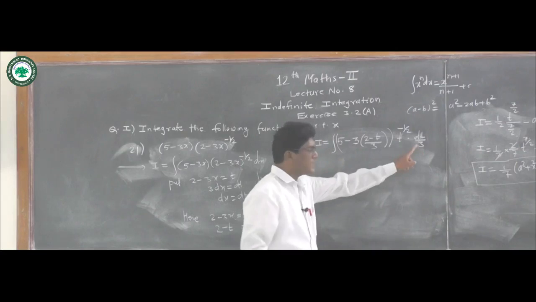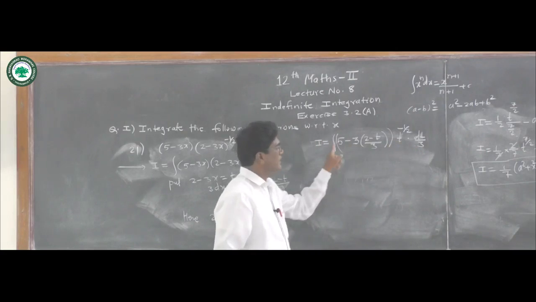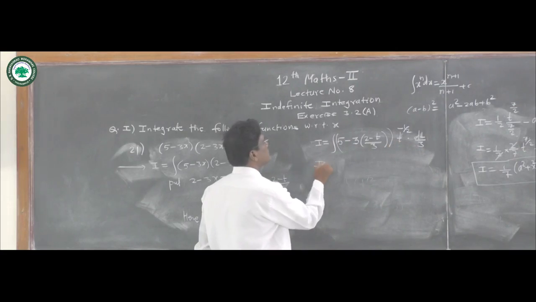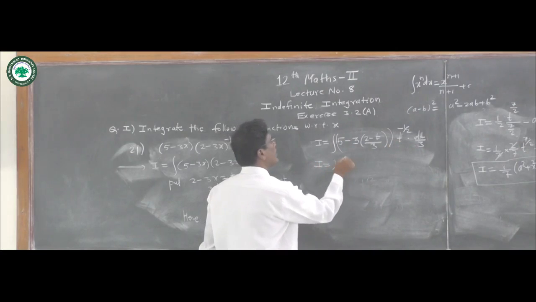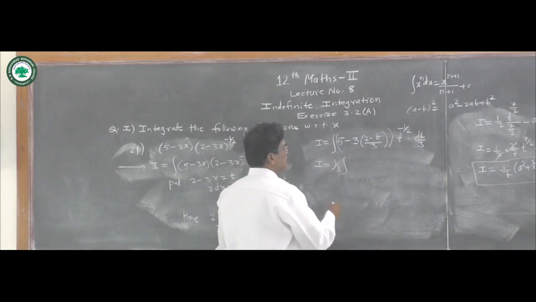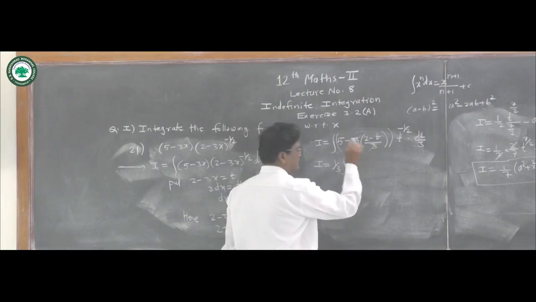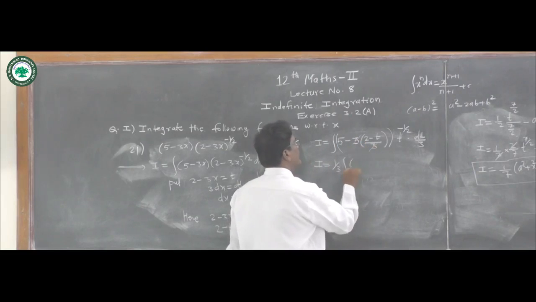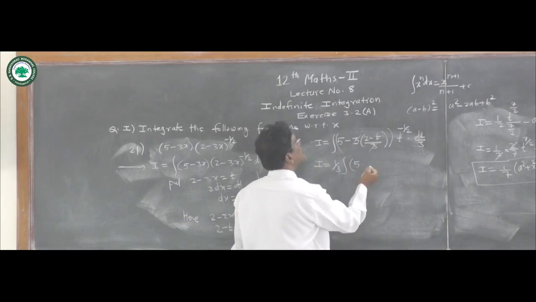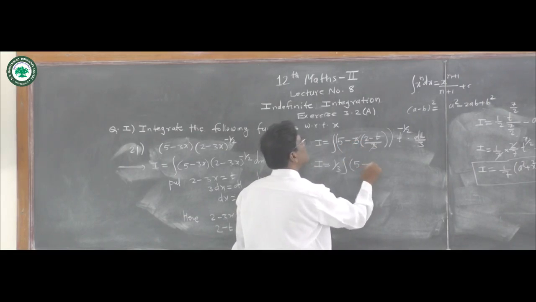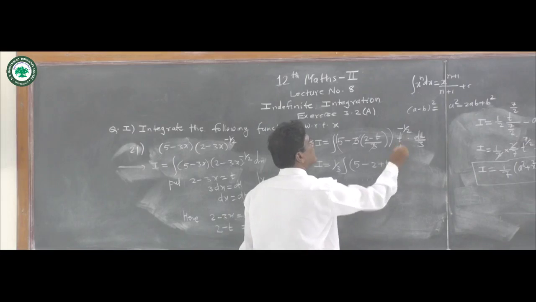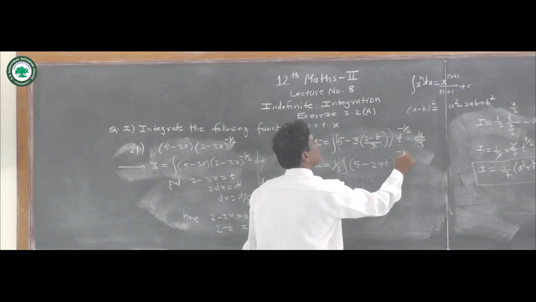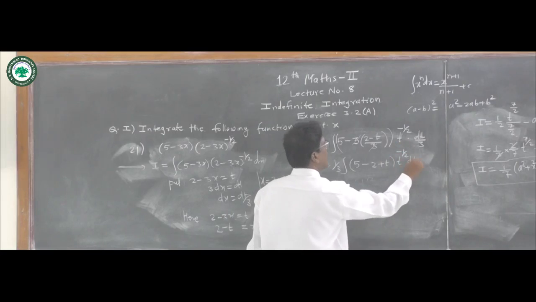Now this 1 upon 3 is constant, we take it outside the integral. And so we get I is equal to 1 upon 3 into integration of... Now see here, this 3 and 3 get cancelled. And therefore we get in this bracket 5 minus this 2, and minus minus plus t, and into t to the power minus 1/2 and dt as it is.